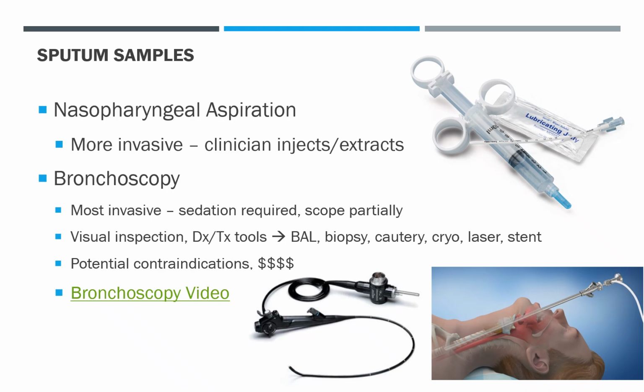And then they can introduce tools through that, such as injecting the sterile saline that they would call bronchoalveolar lavage, or BAL. They could also introduce surgical tools to do direct biopsies, cautery, cryotherapy, laser cautery, or put a stent in if needed. There are potential contraindications. Of course, it's extremely expensive because of the nature of the procedure.